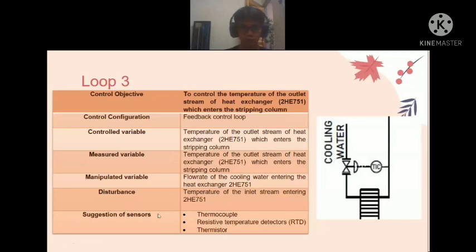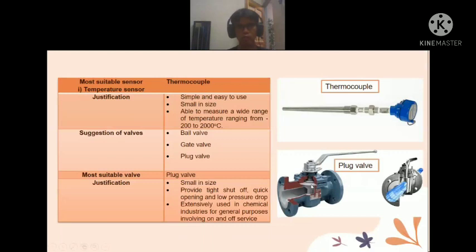So there are 3 suggestions: the thermocouple, RTD, and thermistor. The most suitable sensor is the thermocouple. This is the justification for why the thermocouple is the best. For the control valve, there are four types: control valve, ball valve, gate valve, and plug valve. The most suitable valve is the plug valve. Here is the justification why the plug valve is the best.